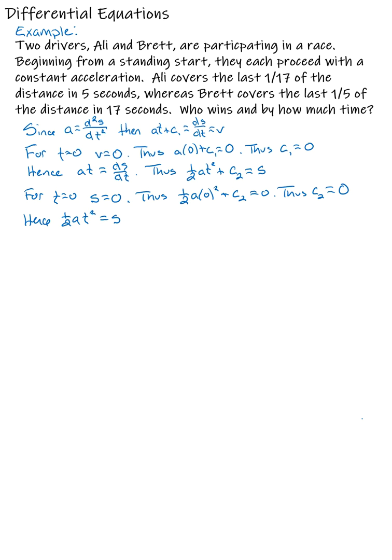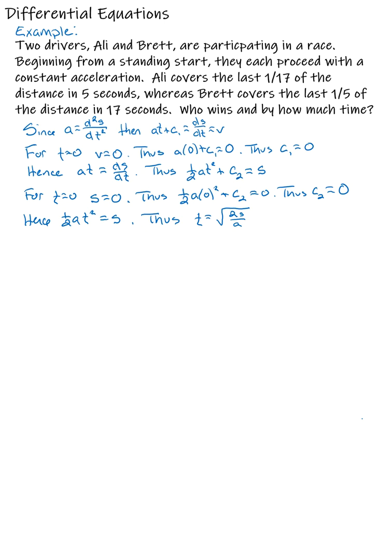We could actually solve this for T and get that T is equal to the square root of 2S over A. Notice I only need the positive root here. I don't need the negative because we're dealing with time and we're only moving forward through time, not into negative time. All right, so now we have a general equation to work with.